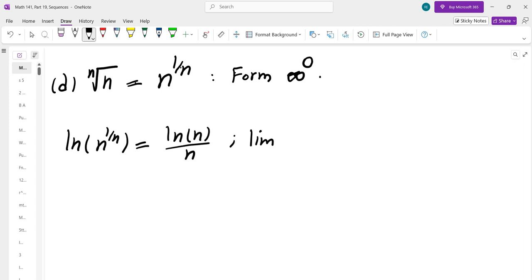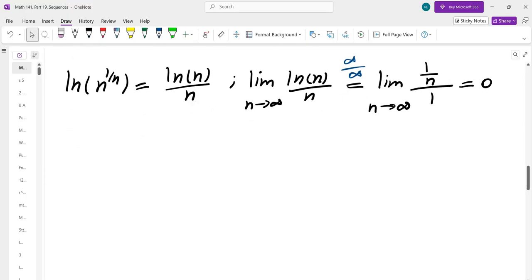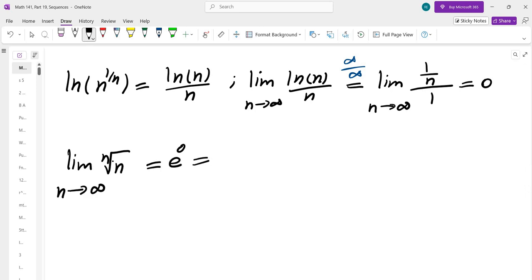So when we take the limit as n approaches infinity of natural log of n over n, this is again an indeterminate form, natural log of infinity, which is infinity over infinity. So we can use L'Hopital's rule again. So we get the limit as n approaches infinity of 1 over n divided by 1. And of course, that is 1 over infinity, which is 0. So that tells us the limit of the nth root of n as n approaches infinity is e to the power of 0, which is 1.